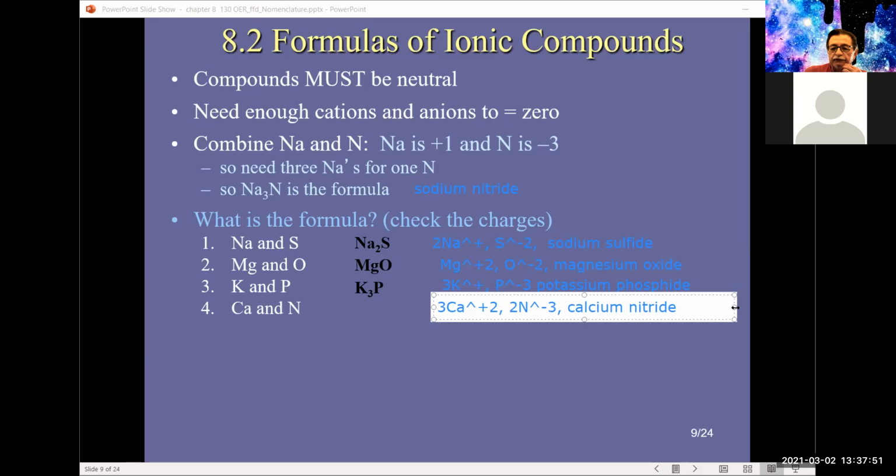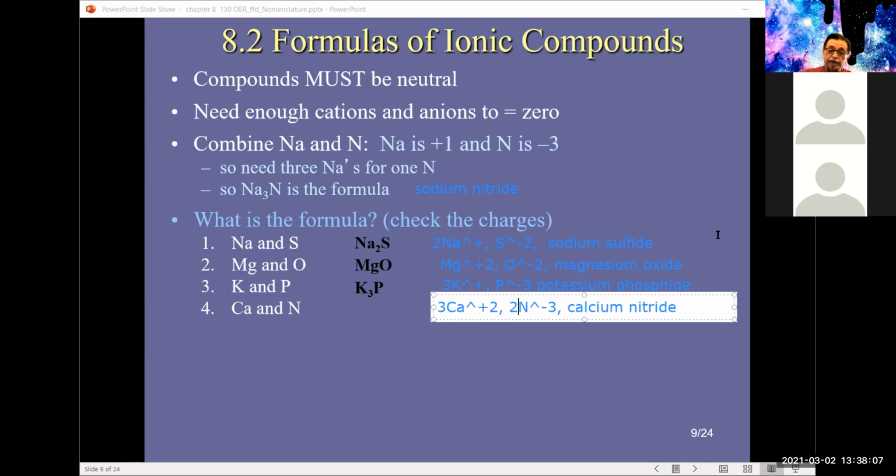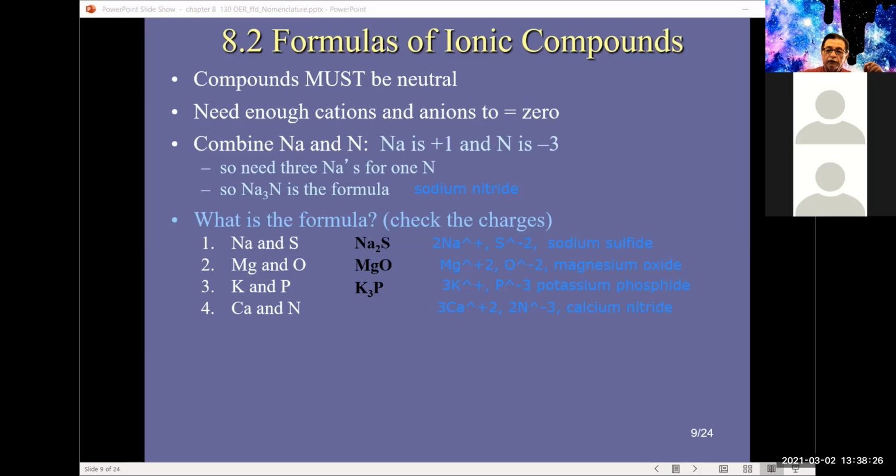What's my overall positive? +6. +6, exactly. And my nitride with 2 of them, each one with a -3, has a -6. That's correct. So if I use 2 nitrides and 3 calciums, the overall charge is +6 and -6. They cancel each other out. So that number I put up front now becomes the subscript for the formula. You see that?